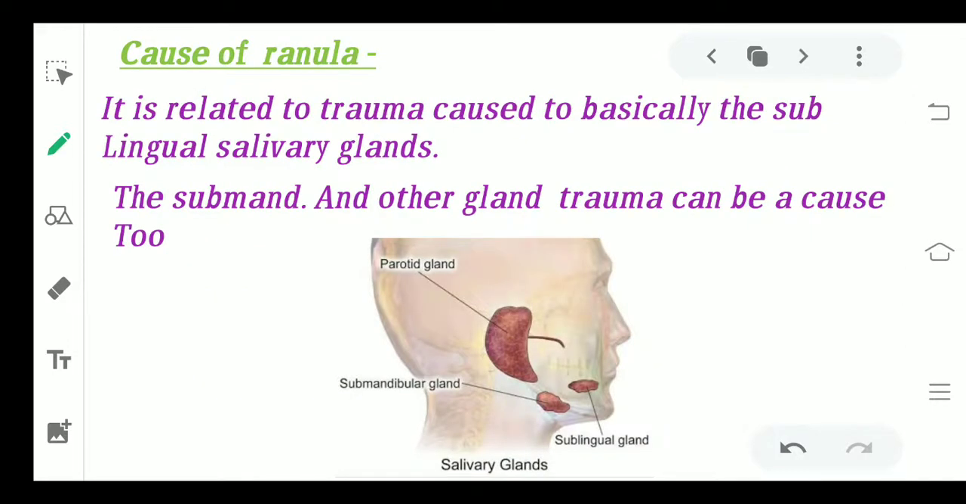Moving ahead to the causes of ranula, what leads to the causing of ranula? It is mainly related to trauma to the sublingual salivary glands. So whenever there is trauma to the sublingual salivary gland, that is this gland here below your tongue, then it leads to a ranula. It can also sometimes be related to submandibular and other salivary gland trauma. Now you see, this is your sublingual gland and this is your submandibular salivary gland. So if there is any trauma in this particular gland or in the submandibular gland, it can lead to a ranula, but not in the parotid gland.